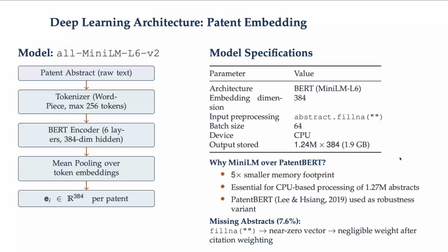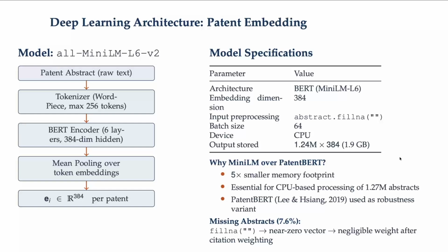Now let's talk a little bit about the NLP side of the technique. So the model itself I used was all-MiniLM. Using this model, what I achieved was taking the patent abstract from the raw text through the tokenizer. And next, using the BERT encoder, 6 layers, 384 dimensionality, and mean pooling over token embeddings.